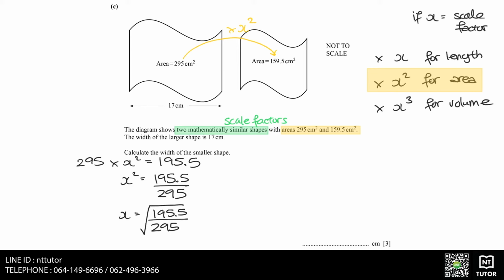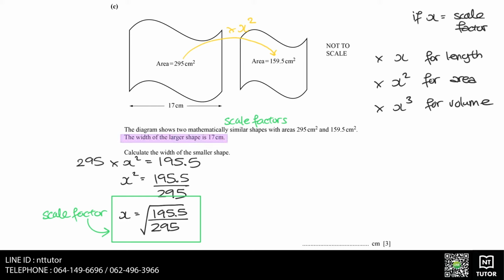Once we have our value of x, we have the value of the scale factor. To keep the scale factor and the numbers as accurate as possible, we will use the value as it is in the square root. The question says that the width of the larger shape is 17 centimeters. We now have the scale factor, so we know that 17 multiplied by the scale factor should equal the width of the smaller shape.